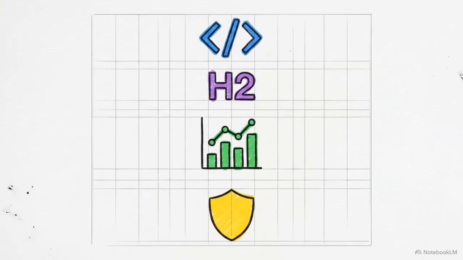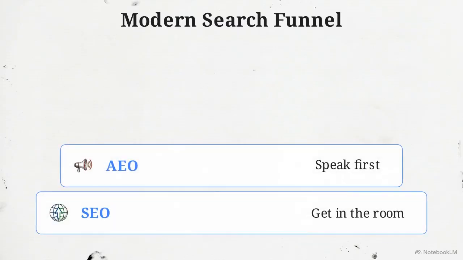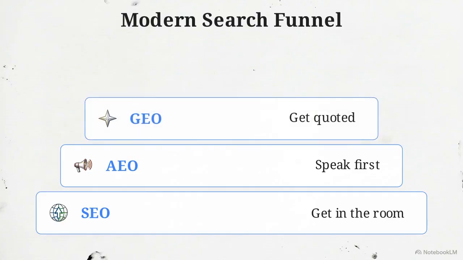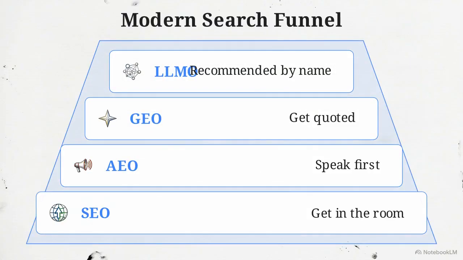Your web page now has a complete baseline of technical metadata, conversational headers ready for voice search, citable statistics, and rigid entity branding. This diagram illustrates how the modern search funnel operates. SEO gets you in the room. AEO ensures you speak first. GEO gets you quoted, and LLMO gets you recommended by name.